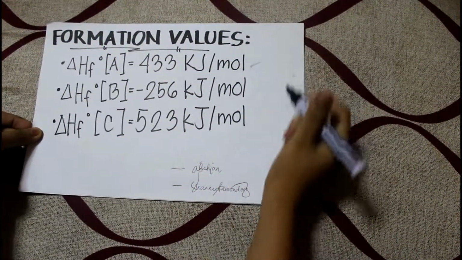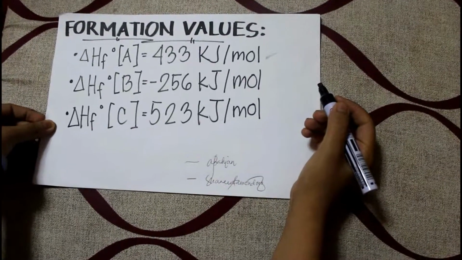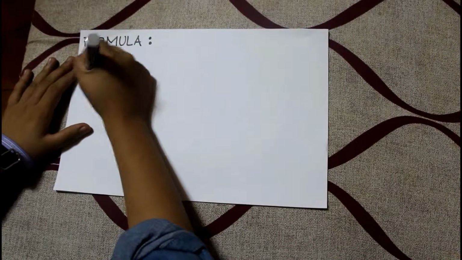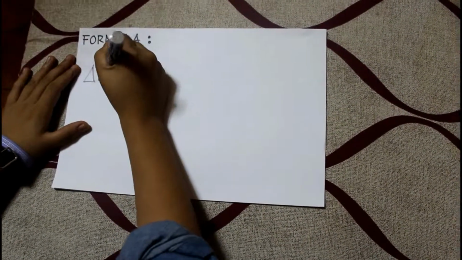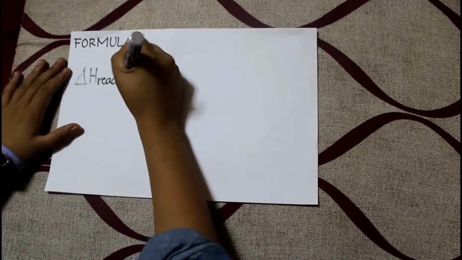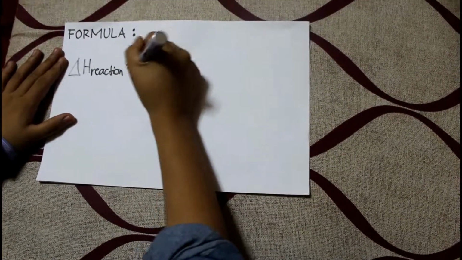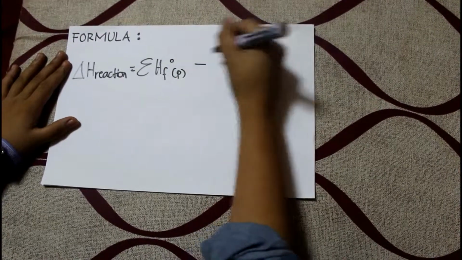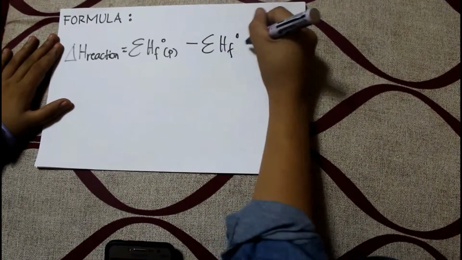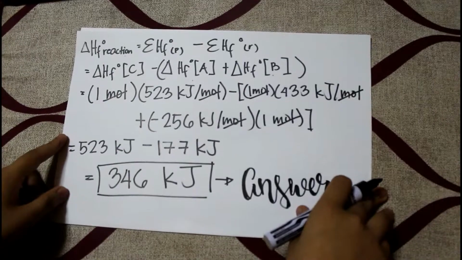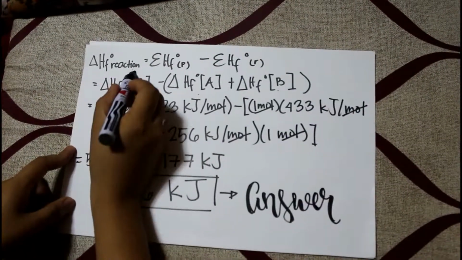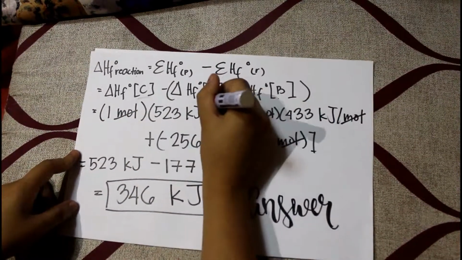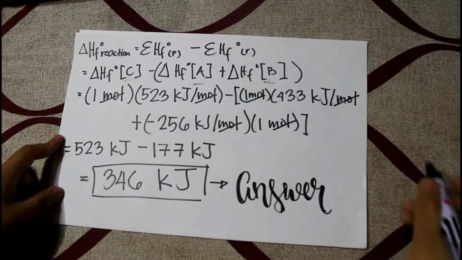Delta H reaction equals delta H formation C minus delta H formation A plus delta H formation B. Or in other words, the summation of the change of enthalpy of formation of the products minus the summation of the change of enthalpy of formation of the reactants. Delta H reaction is equal to delta H formation C minus delta H formation A plus delta H formation B.